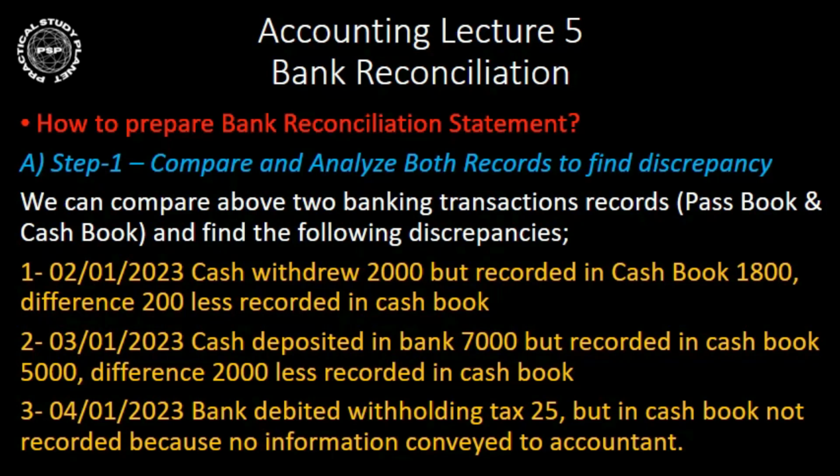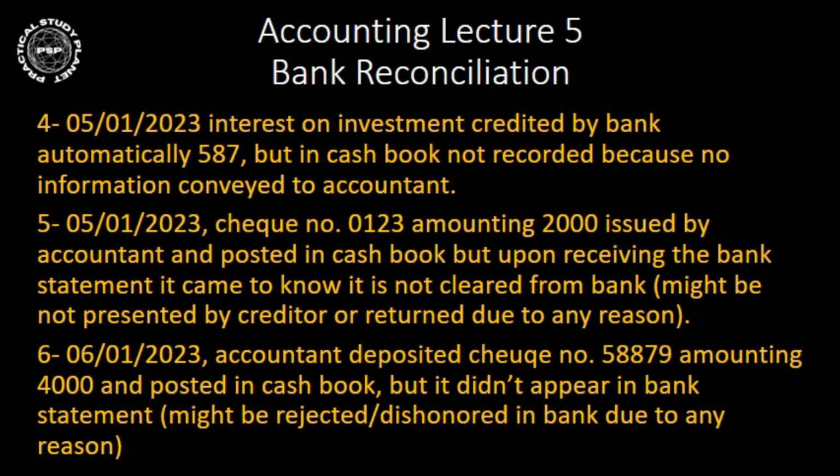The third discrepancy, on the 4th Jan: the bank debited withholding tax of 25 but it was not recorded in the cash book because no information was conveyed to the accountant. The fourth discrepancy, on the 5th Jan: interest on investment credited by the bank automatically, 587, but not recorded in the cash book because no information was conveyed to the accountant. Maybe some investment was done by the company through the bank, so the interest received on that investment is credited automatically by the bank. So on receiving the actual statement, the accountant comes to know that it has been credited.